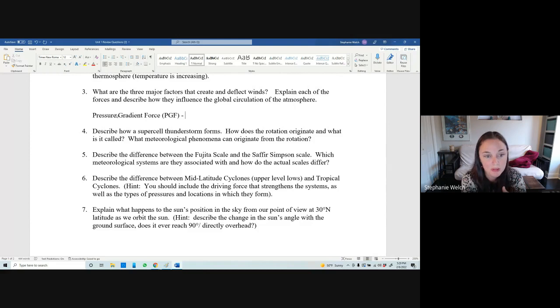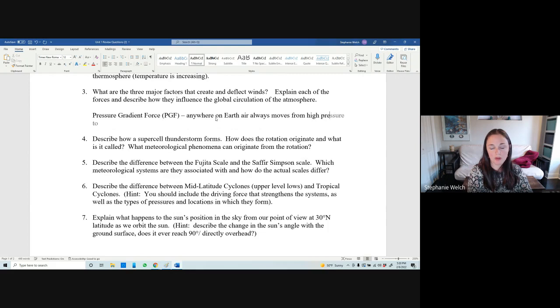I'll add in the extra complexity that the bigger the difference in pressure over the shorter distance means air has to move faster. So there's a rate that's calculated as part of this too, or it could be calculated if we were actually going to do the math. I'm not going to put you guys through that. So the pressure gradient force just means that anywhere on Earth, and that's key, anywhere on Earth, air always moves from high pressure to low pressure.